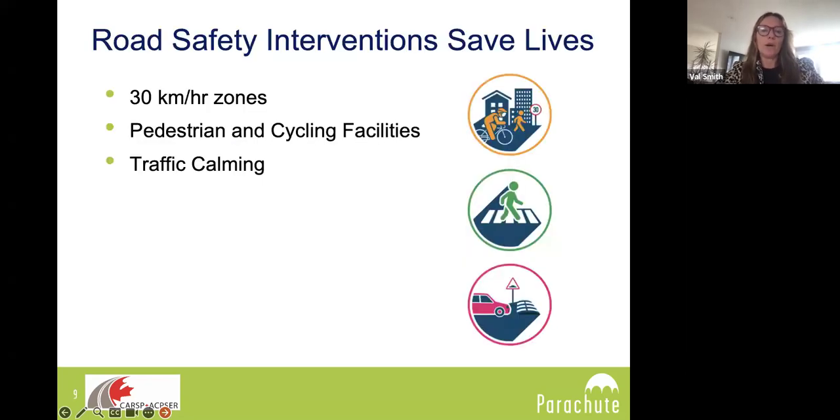So what do we know works? We know from a wide body of evidence that interventions such as 30 kilometers an hour in urban and residential areas, traffic calming, pedestrian facilities have reduced road deaths and injuries in a variety of countries and contexts, including Canada and Canadian cities. Given these measures have been shown to be effective across the globe in preventing death and serious injuries, they will be the focus of the mobility snapshots we're talking about.